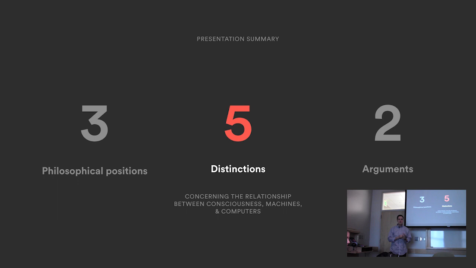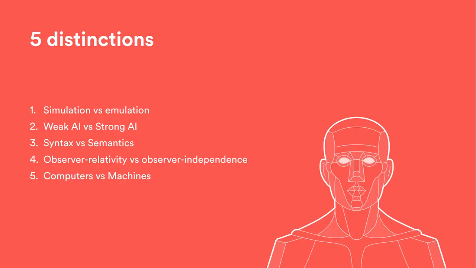Okay, so five distinctions. I'm going to go through simulation versus emulation, AI versus strong AI, syntax and semantics, observer relativity versus observer independence, and then the distinction between computers and machines.